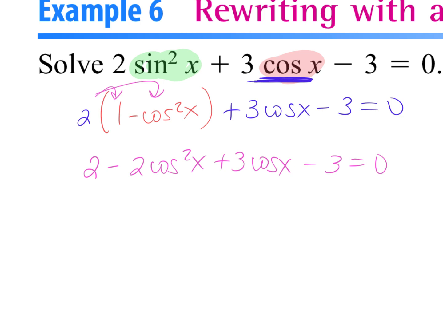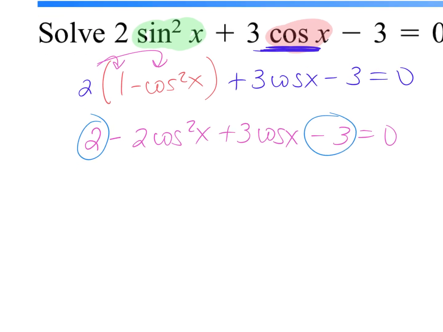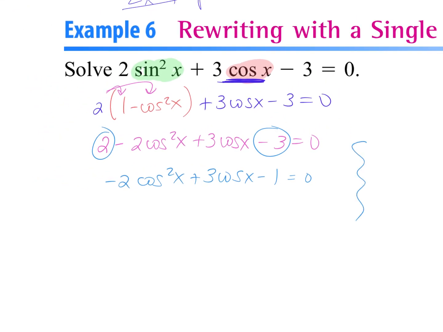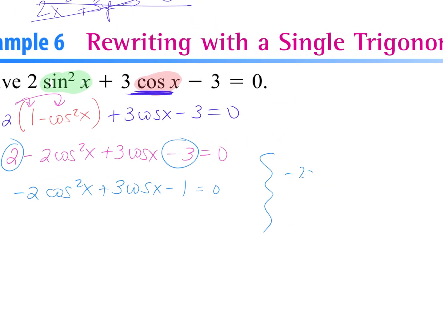Can we combine like terms? I have a positive 2 and a negative 3. What does that give you? Good, negative 1. Don't apologize. Good job. So I have negative 2 cosine squared x plus 3 cosine x minus 1 equals 0. Now, if some of you are still a little unsure, rewrite this algebraically. Negative 2x squared plus 3x minus 1 equals 0.